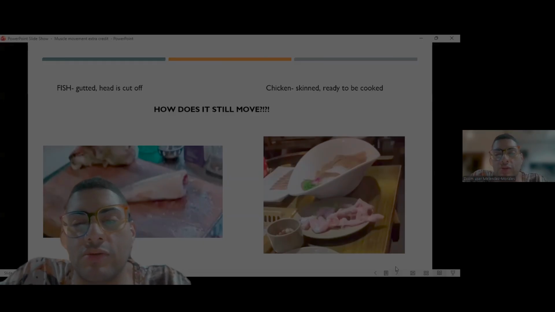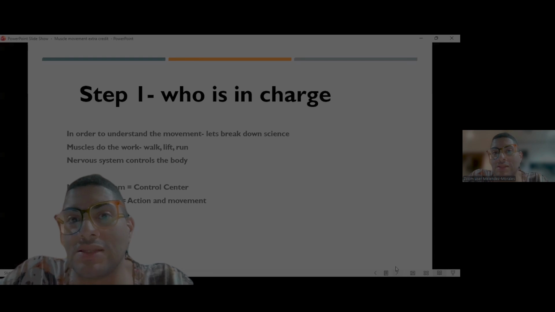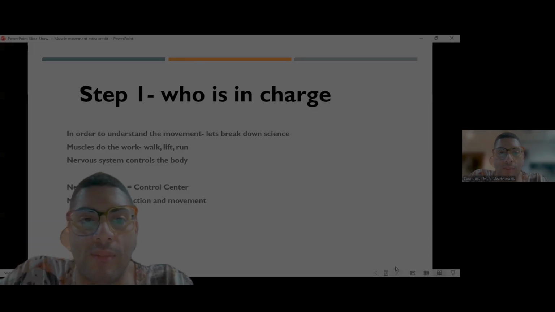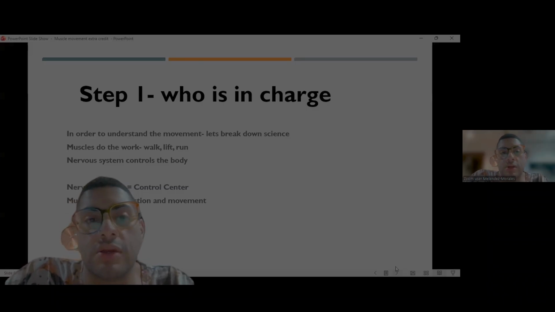Before we get into the reasons why it would still move, let's talk briefly about parts of death. That sounds very interesting because when we think about death, we think about a cold, stiff body. But in order for it to become that, we have to understand who is in charge here. Is the muscle in charge or is the nervous system in charge?